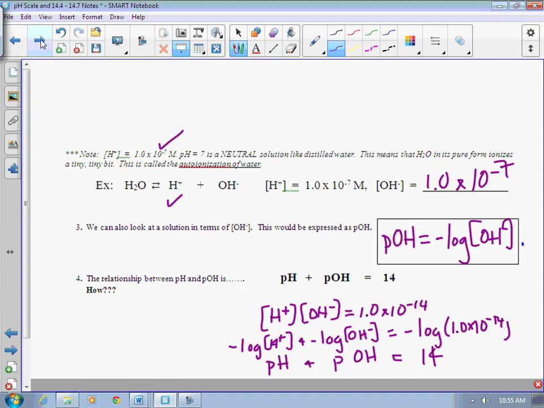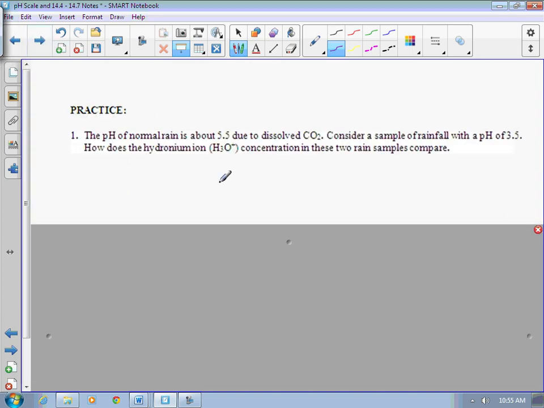All right, so now that you've got all your formulas, here's a question for you. The pH of normal rainwater is about 5.5. That's not particularly acidic. It does have a little CO2 in it, which does make it somewhat acidic. What if you have a rainfall sample that's pH of 3.5? More acidic, right? By how many times more acidic is a pH of 3.5 to 5.5? We know that there's more hydronium ion concentration here, but by how much?